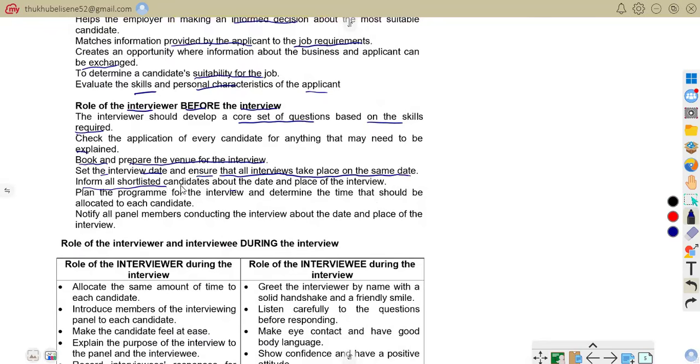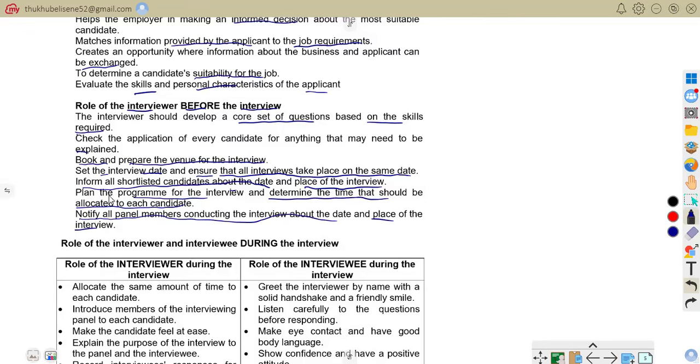Inform all shortlisted candidates about the date and place of the interview. So you must make sure that you make the shortlisted candidates aware of where the interview is going to take place. That is very important, as well as the time. Plan the program for the interview and determine the time that should be allocated to each candidate. So if they're going to be given 10 minutes, that should apply to every candidate. No one is going to be given 10 minutes and the other one 5.